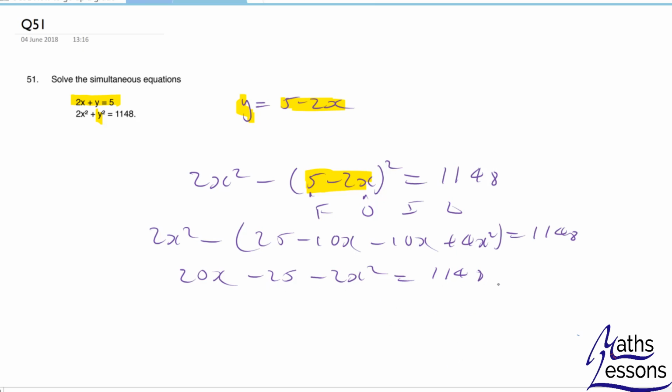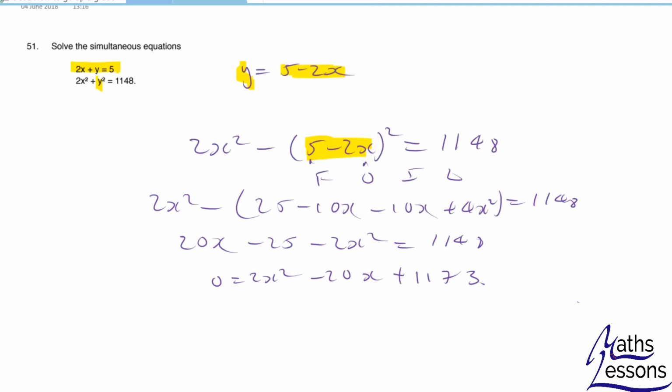Let's take everything to the right hand side so that this x squared becomes positive. So 0 is equal to 2x squared minus 20x, and we've got plus 25. Sorry, that's going to be plus 1173. Now, I would advocate you don't really bother with trying to factorise this.